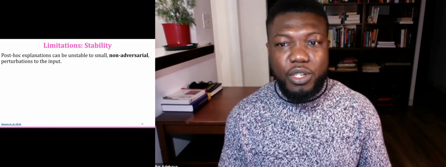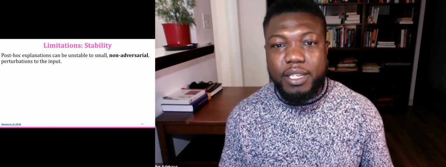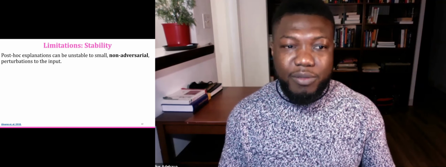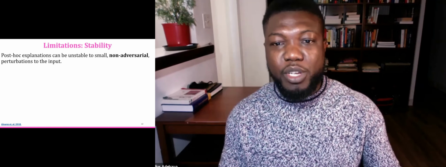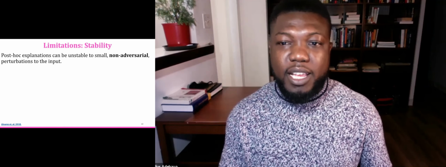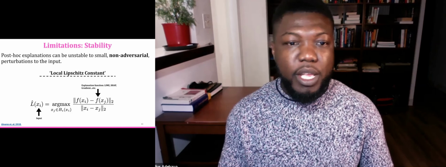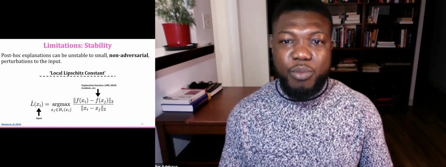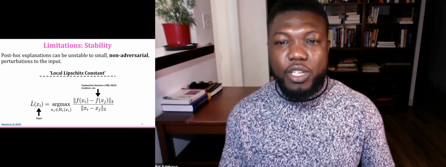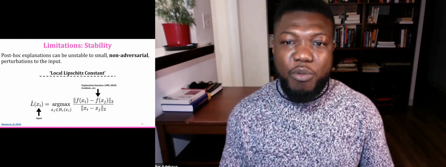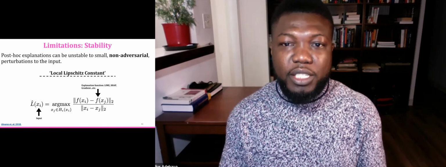So now we'll move to a discussion on stability. The limitation of stability gets at the fact that some simple non-adversarial changes to the input can lead to drastic changes in the explanations produced, indicating that some of these explanation methods are unstable. In a recent work by Alvarez-Melis et al., they proposed a notion of stability called the local Lipschitz constant. You can think of this as a measure of how much the output of an explanation function changes due to changes in a ball.